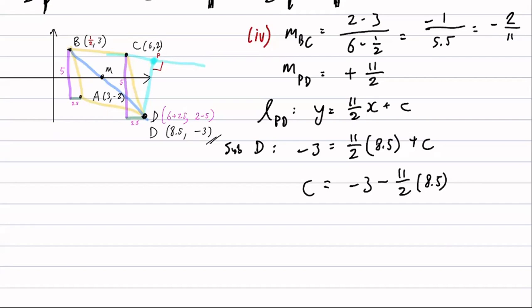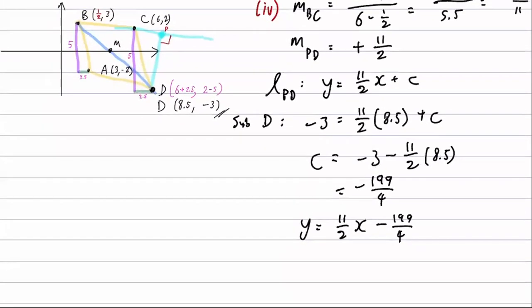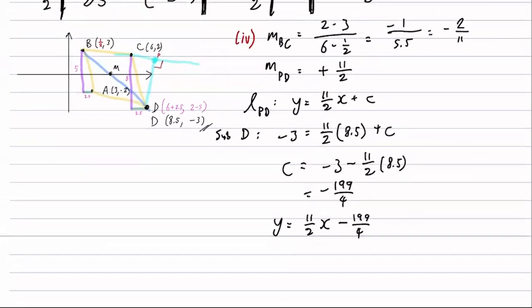Then just key in the calculator. -3 minus 11 over 2 multiplied by 8.5, and you get -199 over 4. Wow, the number seems a bit big. So therefore we get y equals 11 over 2 x minus 199 over 4. Number very big. If only there was a simpler, less troublesome way. There is, but let's just do this method first, then we can check that we will get the same answer.